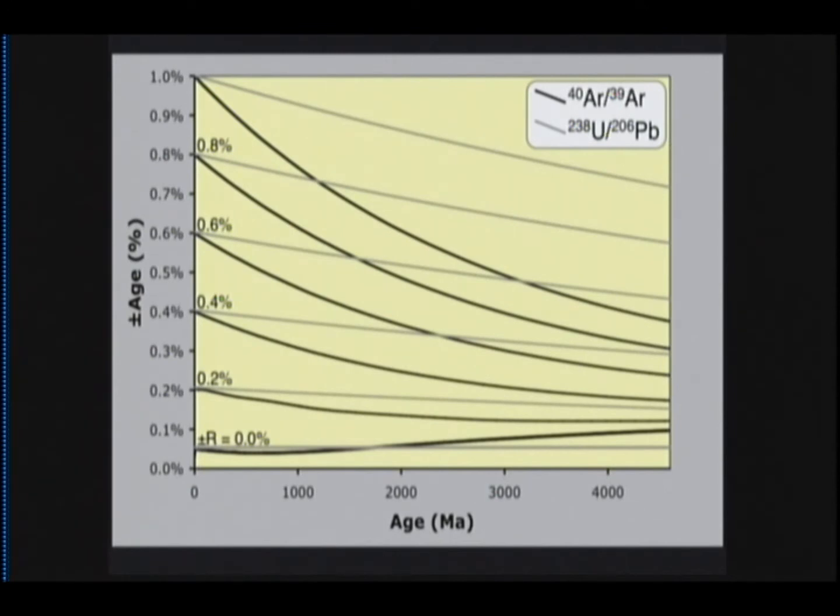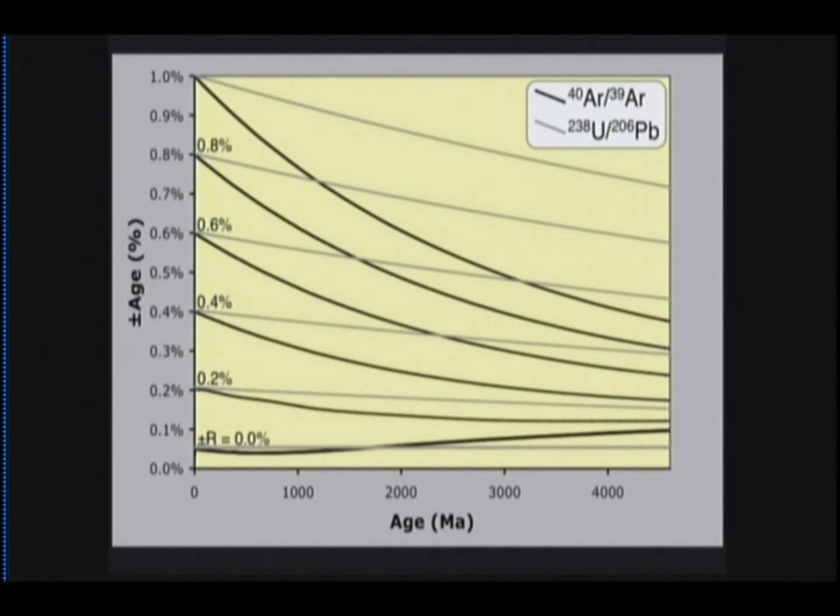Okay, now one of the consequences of this new calibration is that, kind of ironically, considering that we use uranium-lead data as part of the calibration, this new calibration of the argon-argon system is actually more precise than the uranium-lead system, which seems sort of difficult to understand, but it's true.